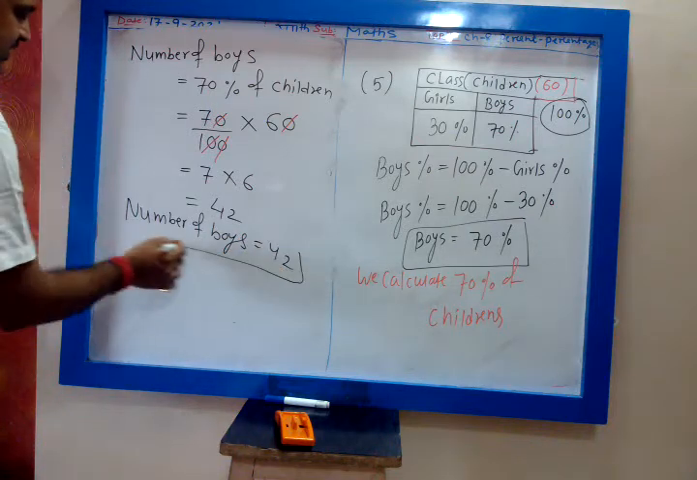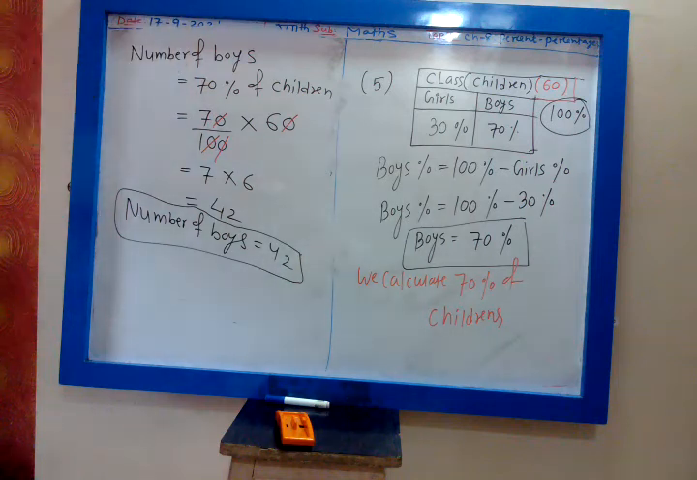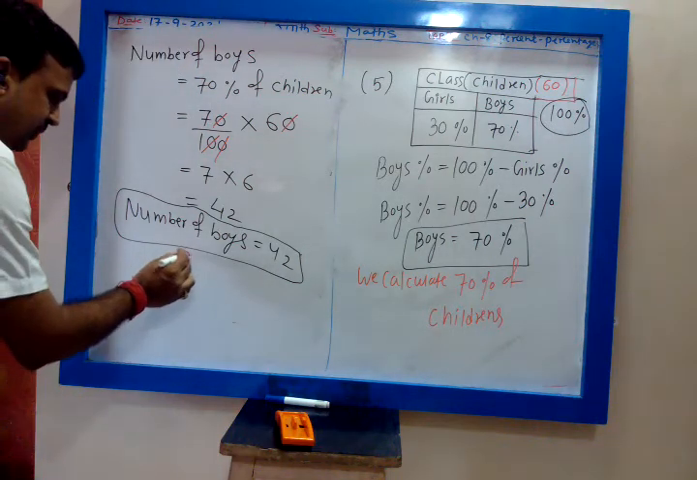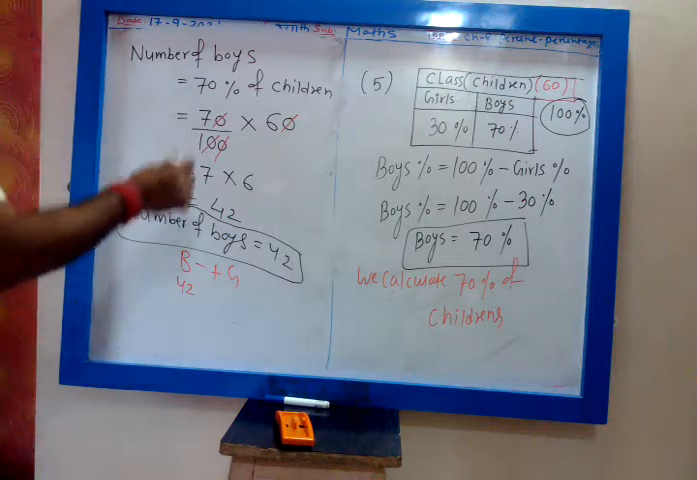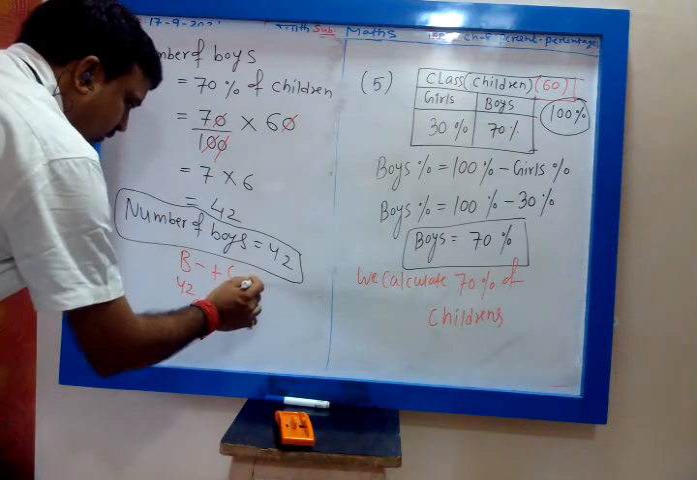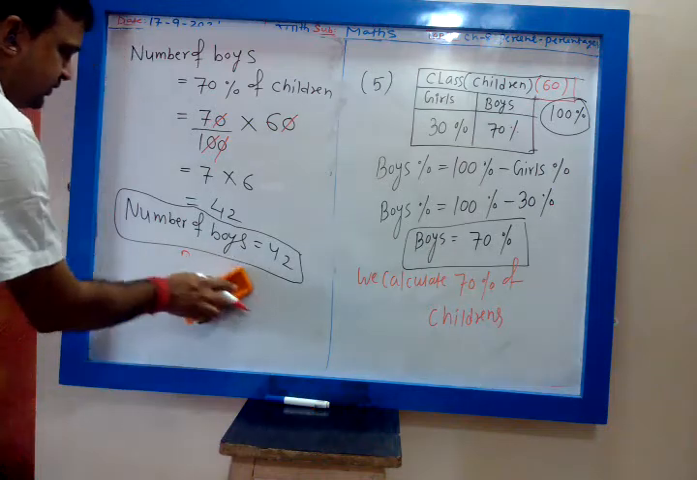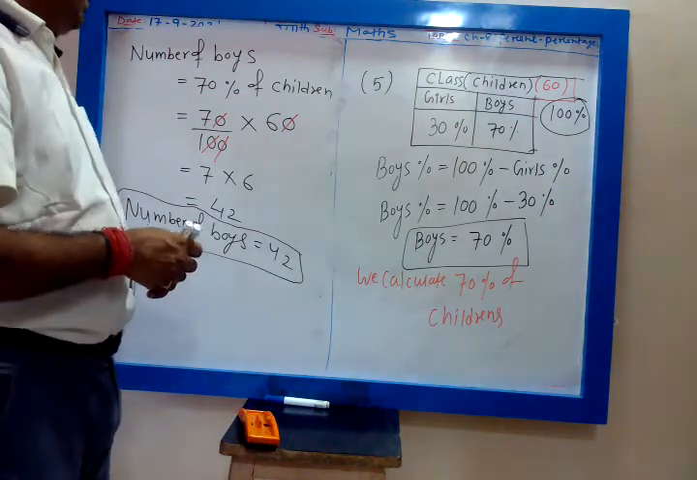You can verify your answer. How will you verify whether my calculation is correct? You add the number of boys and girls. How many are boys? We have calculated 42. How many are girls? That is 30%, no? So the total will be 60. So this is the answer. Number of boys are 42.